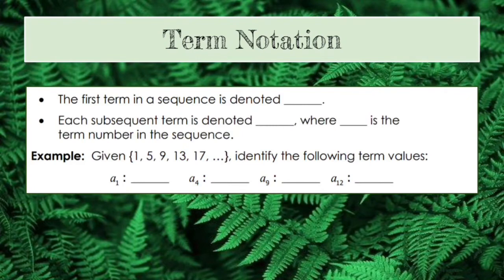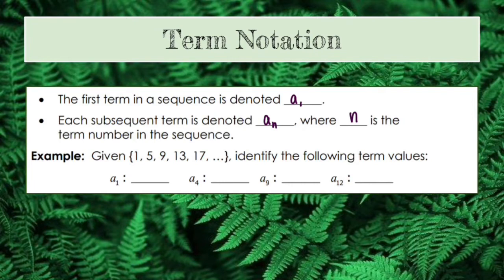So now we want to talk about term notation, and this is just how we identify one term from the next. So the first term in a sequence is always denoted as A sub 1. So that's a little 1. And then each subsequent term is denoted as A sub n, where n is the term number in the sequence. So let's look at this example.